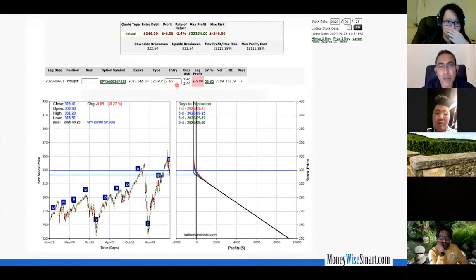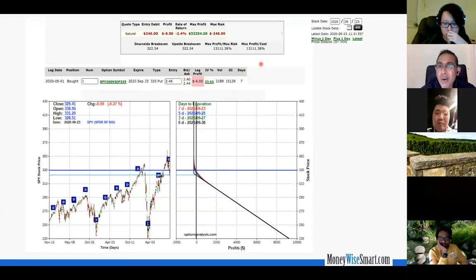But look what happened. What I purchased for 246, by the way, this particular option is a 325 strike option. So this does not have any intrinsic value yet. But even the extrinsic value has not gone up. It has actually gone down. 246 became like 240, 244. So if I want to sell this, I will only get 240. So why did that happen?